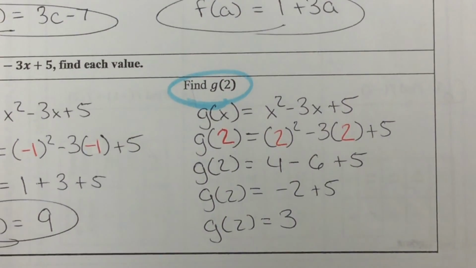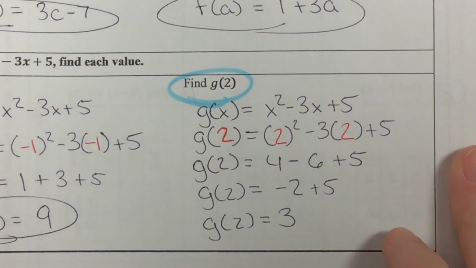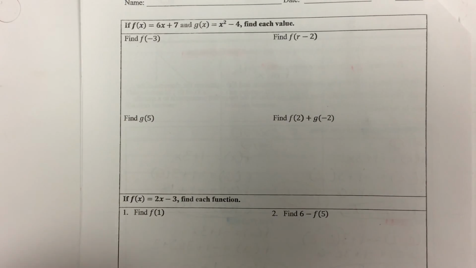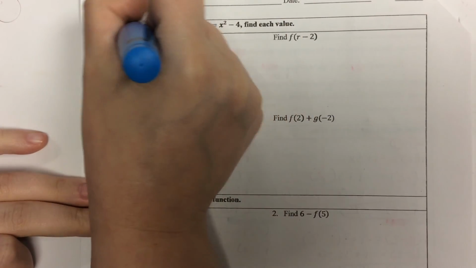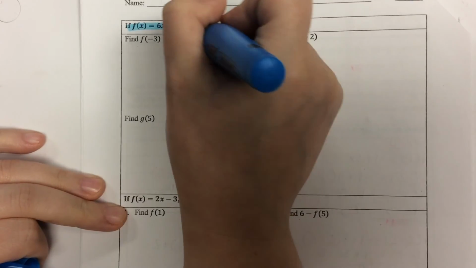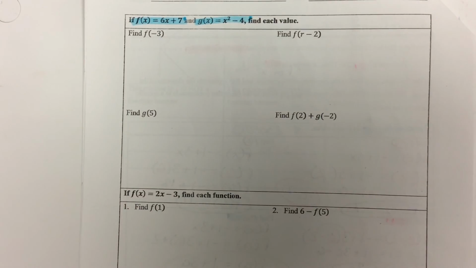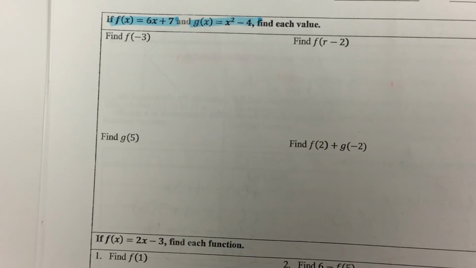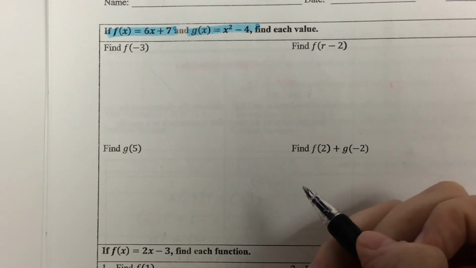Okay, I got g of 2 equals 3. How'd you do? Okay, let's move on to the next page. We have two functions given to us now in the directions. We have f of x equals 6x plus 7 and g of x equals x squared minus 4, okay? Just because you're given two functions doesn't mean anything. Pay really close attention to what they're asking you and it should be simple.